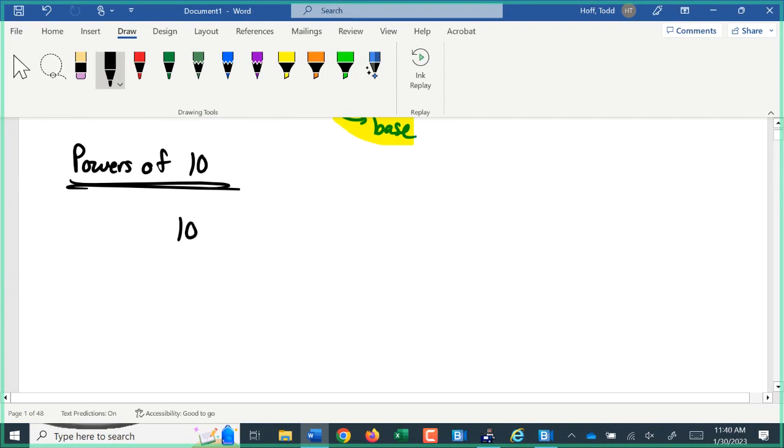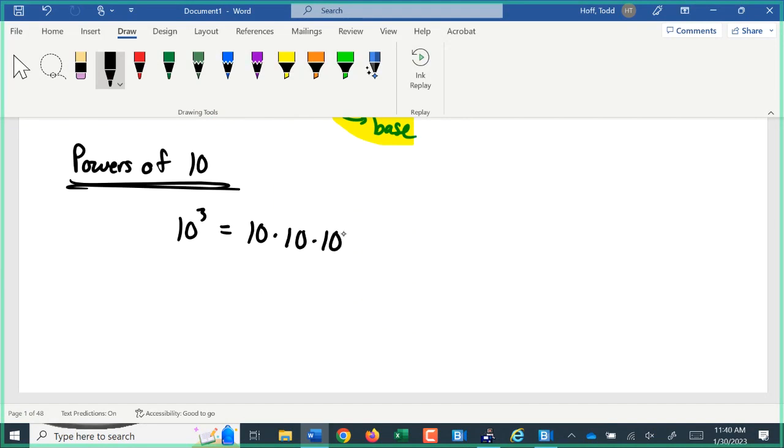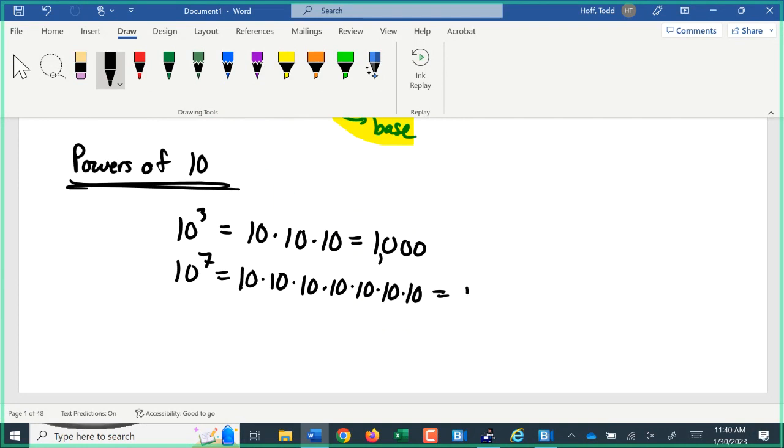Let's start out with just some random ones, like 10 to the third. We know that the third power means that we have 3 of those being multiplied together. So 10 to the third power is 10 times 10 times 10. You calculate that out, it comes to 1,000. Whereas 10 to the 7th power would be 7 tens multiplied together. It calculates out to be 10 million.